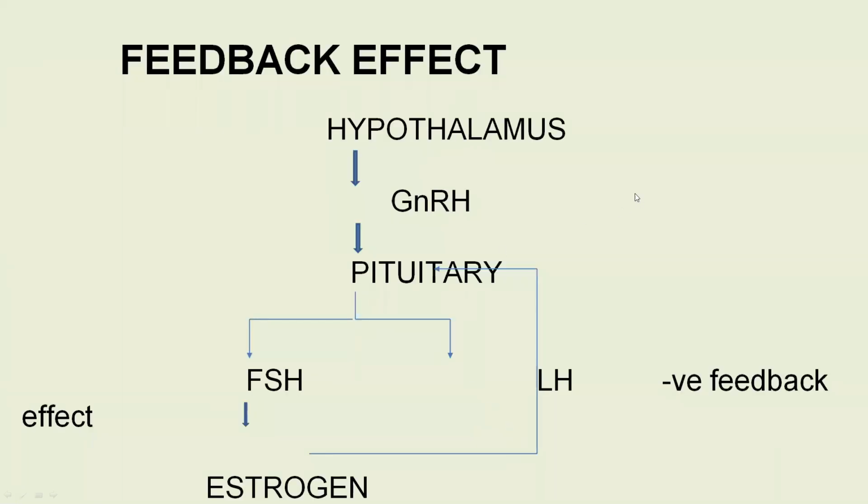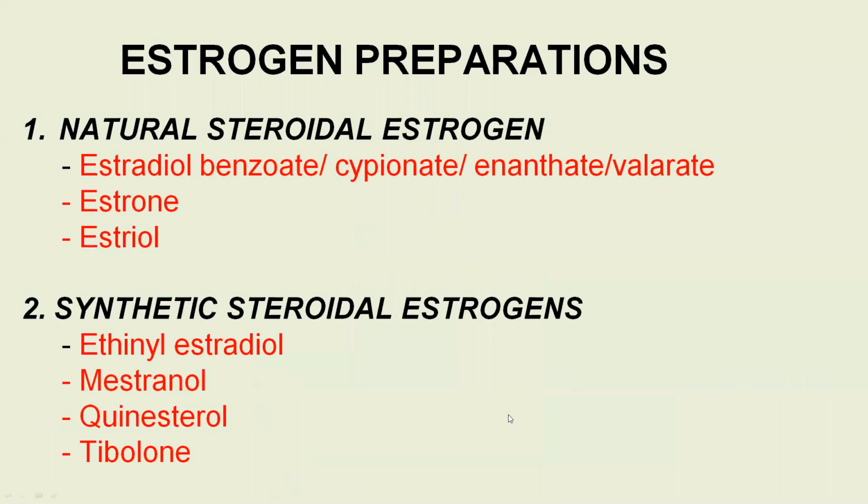Feedback effect. We know that the hypothalamus releases GnRH, gonadotropin releasing hormone. This GnRH acts on the anterior pituitary, which will trigger the release of FSH and LH. FSH causes the development of the follicles which release estrogen. This estrogen in turn exerts negative feedback only on the pituitary, and it decreases the release of FSH and LH. So this is the feedback effect of estrogen.